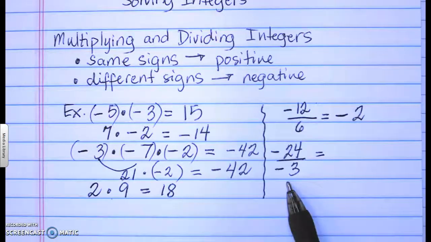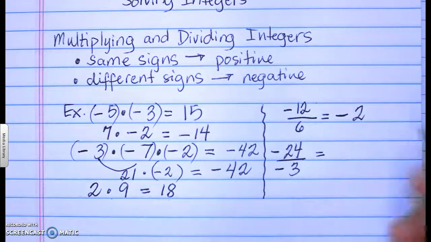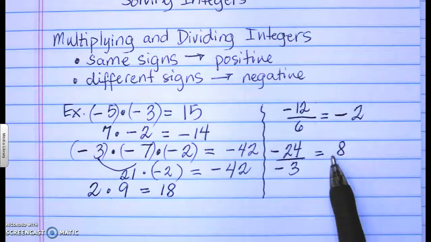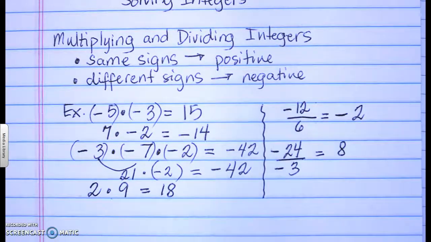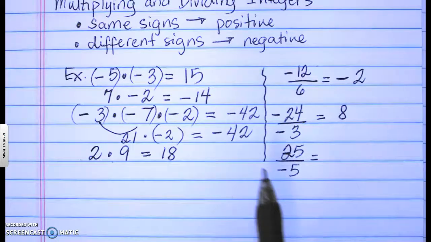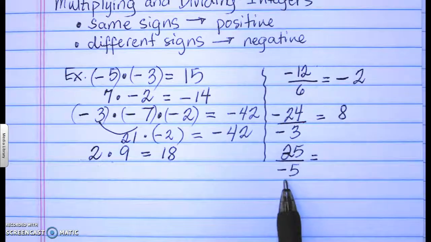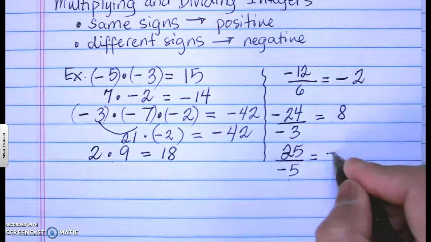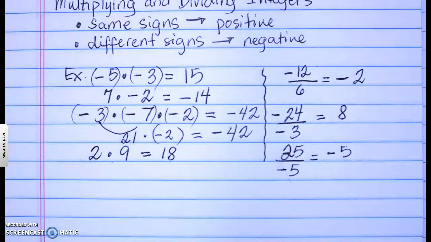Okay, so for my next example on division, I am showing a negative 24 divided by negative 3. The signs are the same, so you're going to have a positive 8. Again, there's a positive sign there that I am not required to put. All right, my next example is a positive 25 divided by a negative 5. Signs are different, and so your final answer is a negative 5.